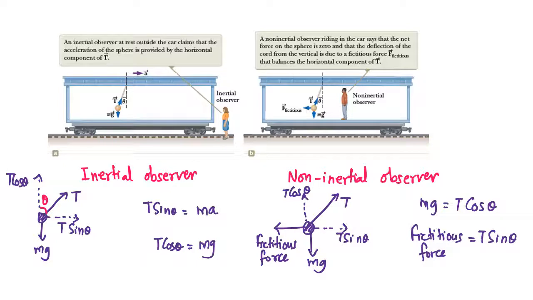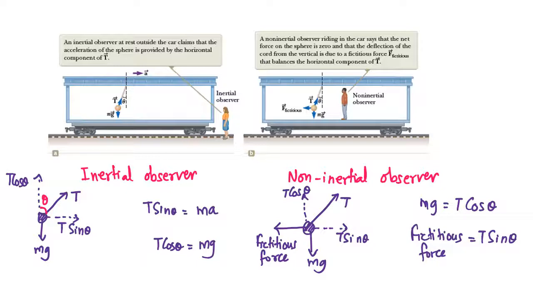In this video, we will see how to solve problems based on inertial and non-inertial frames of reference. We have a car in which there is a ball attached to the roof of the car with the help of a string. The car is moving towards the right with an acceleration a. We have two observers, one standing outside, one standing inside. The one standing outside is an inertial observer, whereas the one standing inside is a non-inertial observer, because we know that a non-inertial frame of reference is an accelerating frame of reference.